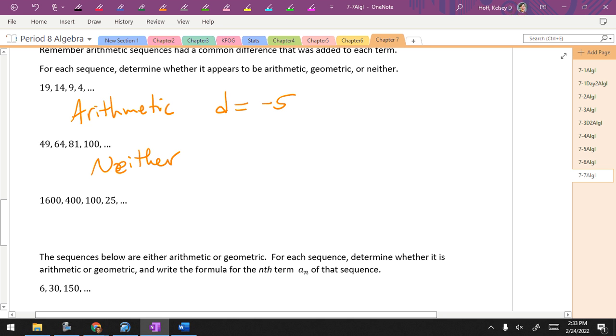1600, 400, 100, 25. Yes. Which one? Divide by 4. So geometric. R is, and I like your guys' interchange of that actually, dividing by 4 is really the same as multiplying times 1/4. Nicely done. Multiplying by 1/4.